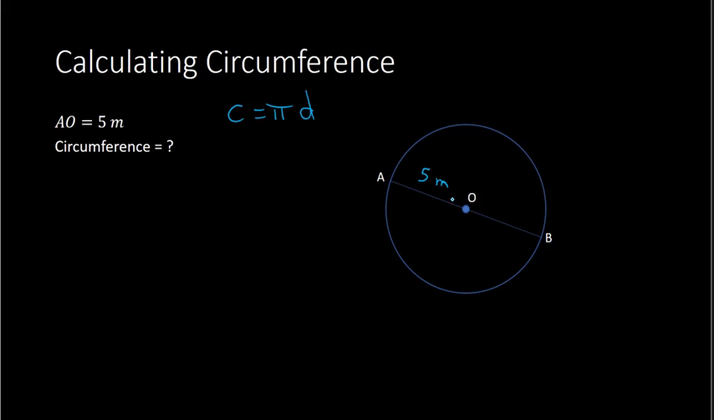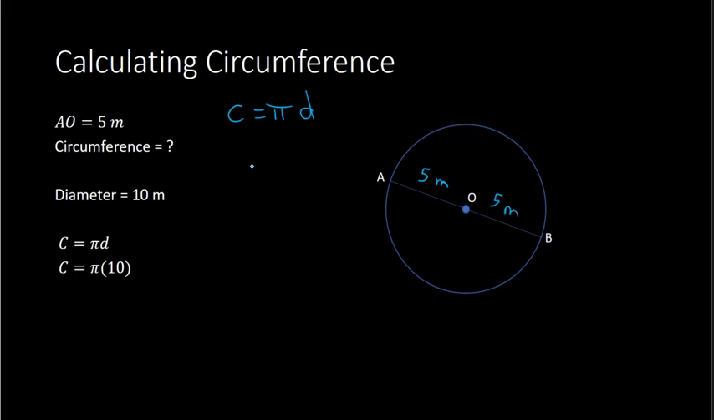So the diameter is twice 5, which would be 10. It's the distance from A all the way to B. Because if this is 5, then this is 5 as well. So the whole entire distance across is 10. So I plug 10 into my formula for diameter, where I have c equals pi times 10.